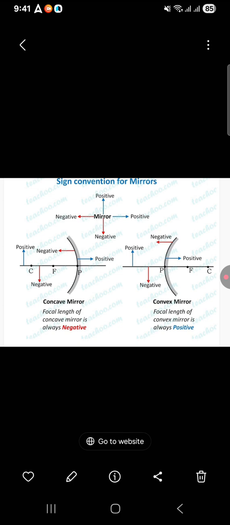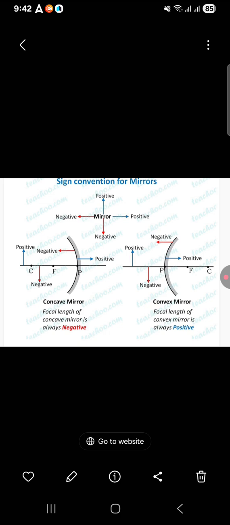In case of mirror, either it is concave or convex, U is always taken as negative. And for concave mirror, when we get a real inverted image, then V is taken as negative, and in the case when we get a virtual and erect image, then V is taken as positive, right? And focal length in case of concave mirror is always taken as negative.